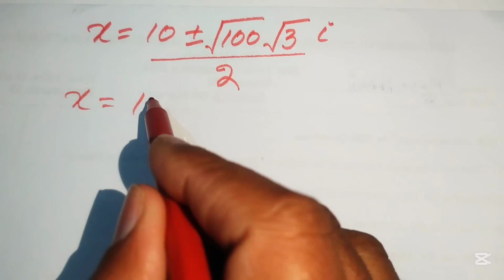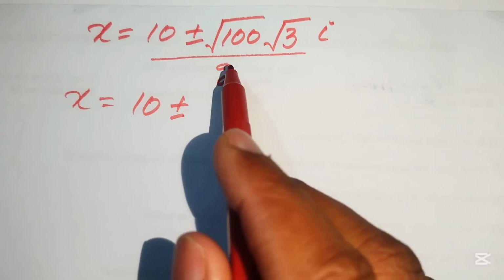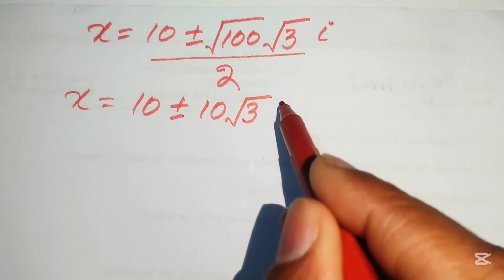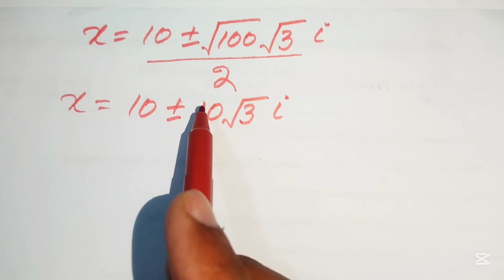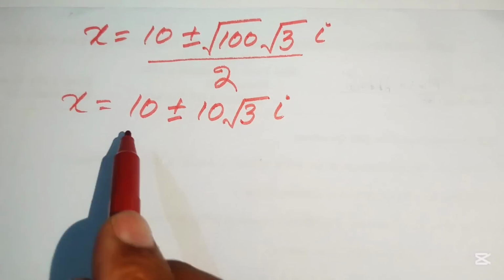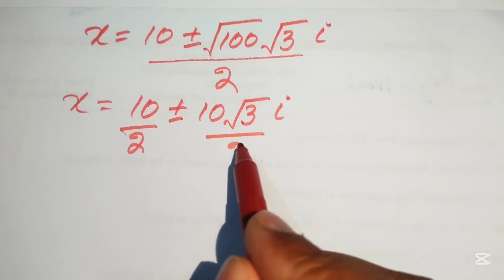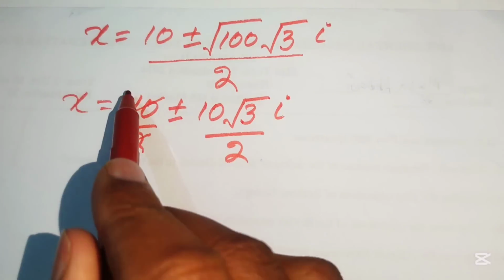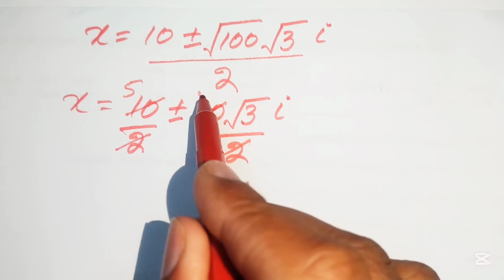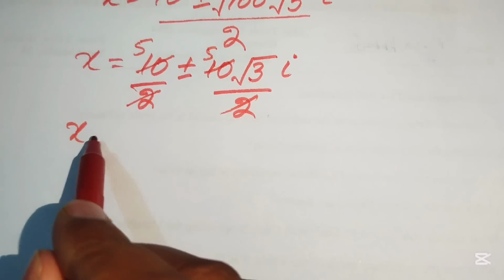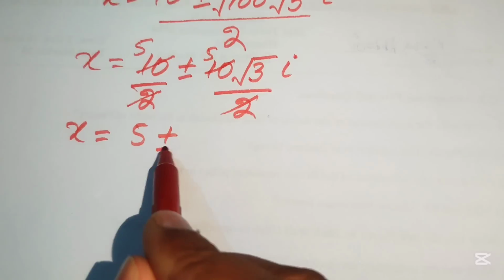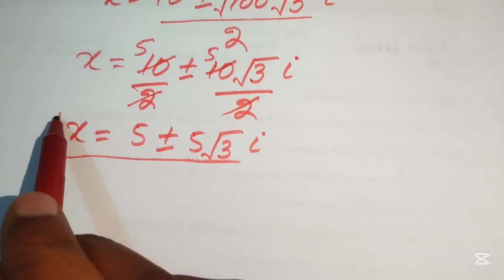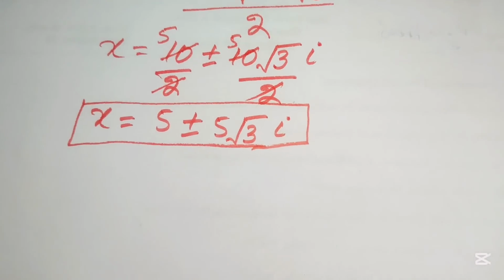x = 10 ± ... We know that the square root of 100 is equal to 10, times the square root of 3 times iota, and here we separate this 2 on each of these terms, and it will be divided separately by 2. Okay, so now we cancel these terms: 2 fives are 10, and this is also 2 fives are 10. So we obtain here x = 5 ± 5 times the square root of 3 times iota. So these are the two values of x.